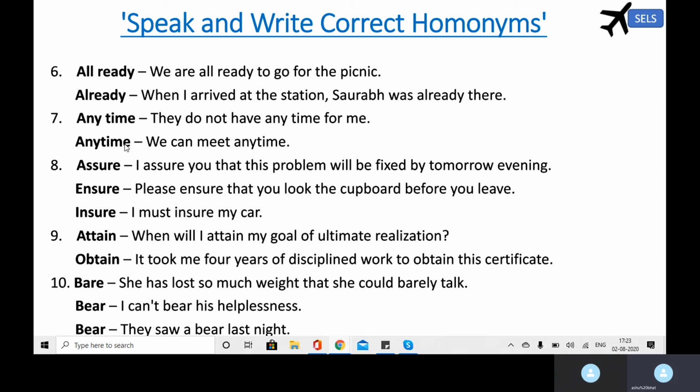Anytime that you're free, please give me a call. You can make that as a sentence. But here, I don't think I have any time for dogs, or I don't think I have any time for washing utensils. I'm so busy. So this is exclusively for time, but this is where you're trying to define the quality, or you're trying to use it as an adverb of time.